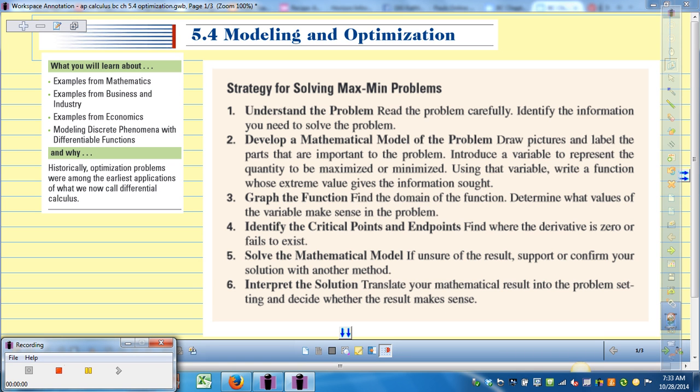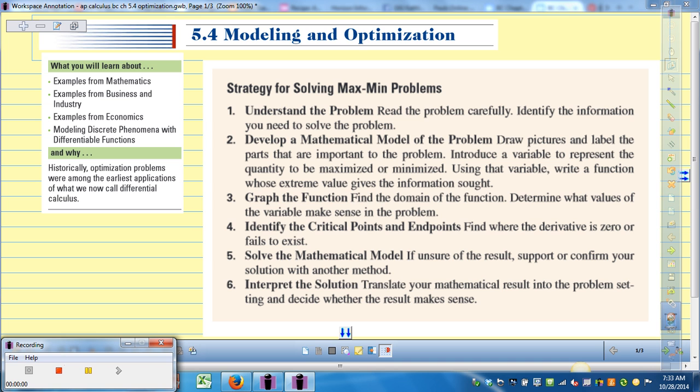Section 5.4, modeling and optimization. If you look at what we will learn about in this section: examples from mathematics, examples from business, examples from economics, modeling discrete phenomena with differentiable functions. Basically, this is the core base of calculus.